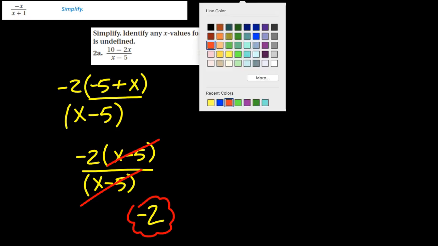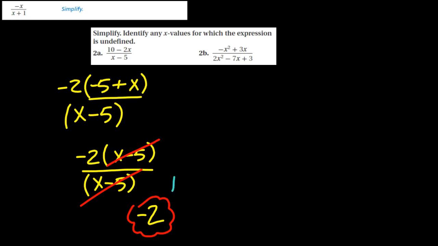So sometimes when you factor a negative out, it just switches the binomial stuff around, and you are left with something that will cancel out. So that's just equivalent to negative 2. Okay, pretty neat, huh? And then identify values for which the expression is undefined, so then x cannot equal 5, right? Because if you put a 5 in for x, guess what happens? You get a 0 on the denominator.